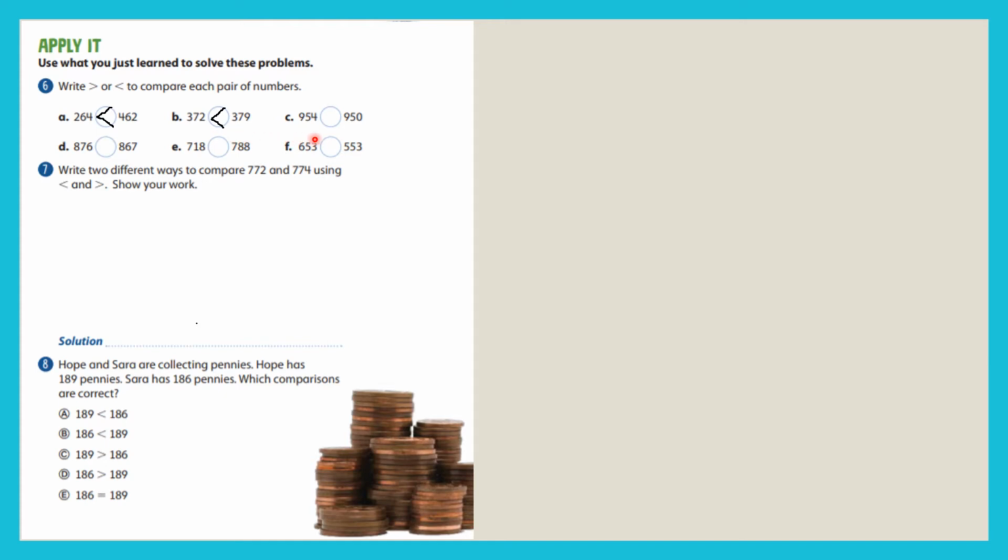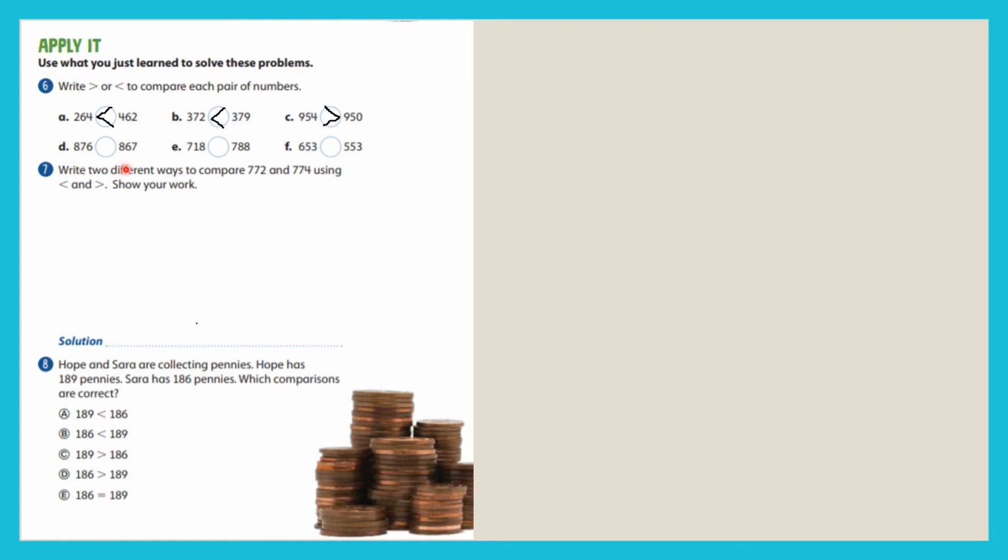Let's go to problem C, 954 and 950. I look at the hundreds, 900 and 900. I look at the tens, 5 tens, 5 tens. I look at the ones, 4 ones, 0 ones. I know that 4 is greater than 0. My alligator mouth must be open to the bigger number, and this problem reads 954 is greater than 950. Let's go to the next problem.